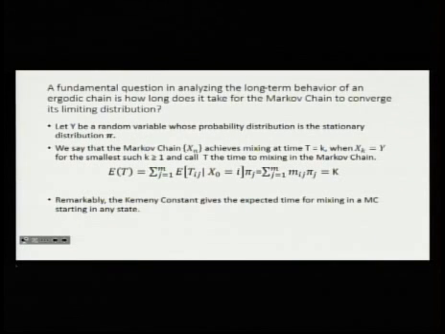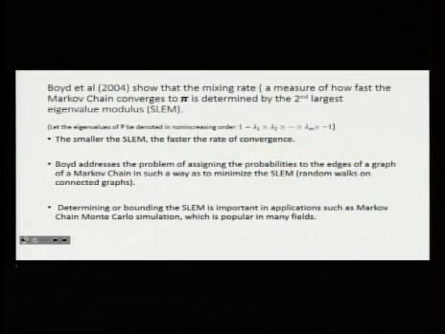Okay, yes. So there's a lot of mathematics, but in general, say we denote our time for mixing, so the time that our Markov chain gets close to the stationary distribution, just say we call that t. It turns out that the expected time for mixing, after a lot of mathematics, is in fact your Kemeny constant. So, remarkably, the Kemeny constant gives the expected time for mixing in a Markov chain starting at any state, which is kind of cool.